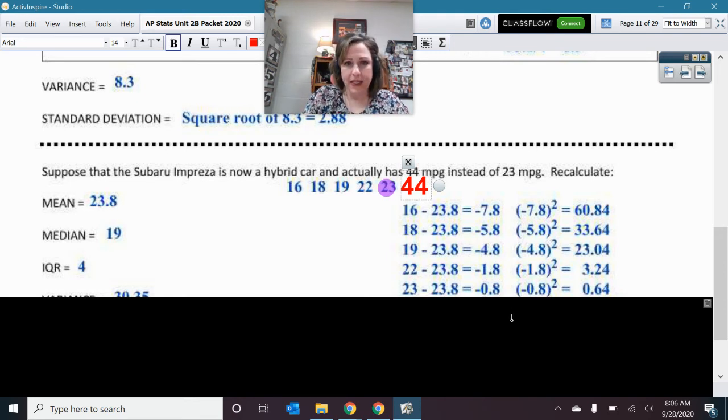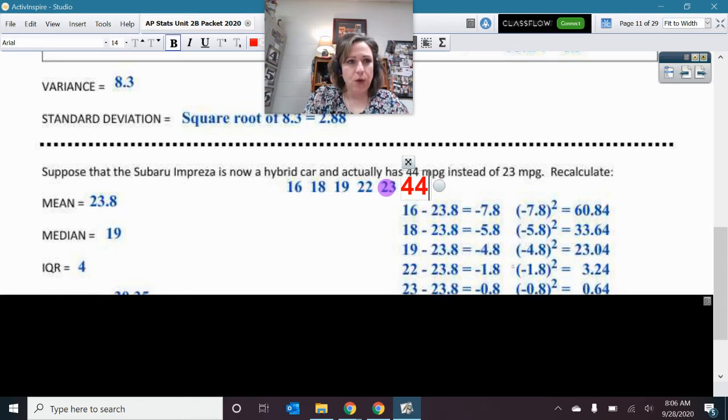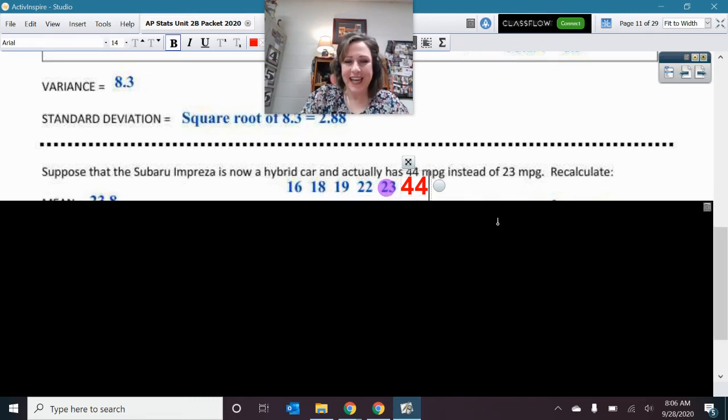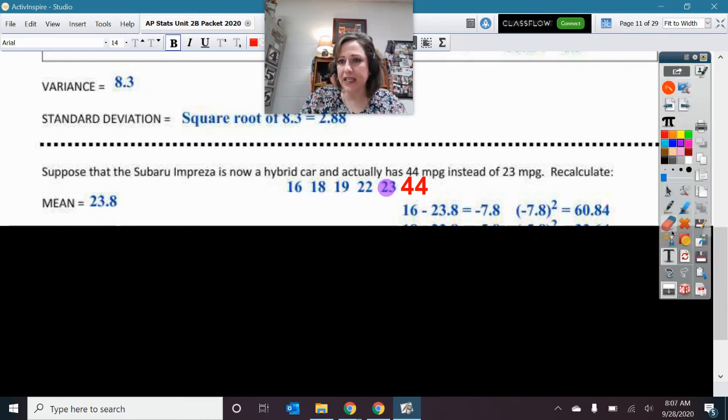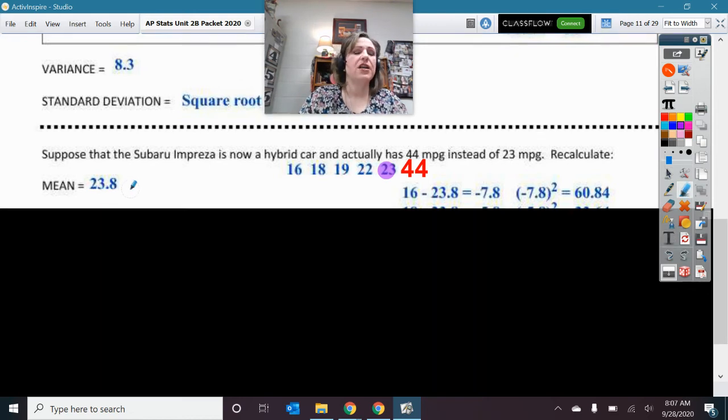What ends up happening is we do need to make sure we recalculate. Did I even do the correct average? Let's see. 16 plus 18 plus 19 plus 22 plus 44, divided by 5, equals 23.8. Thank goodness, I at least had done the correct mean using the 44. So the mean is 23.8. Do you remember what it was previously?